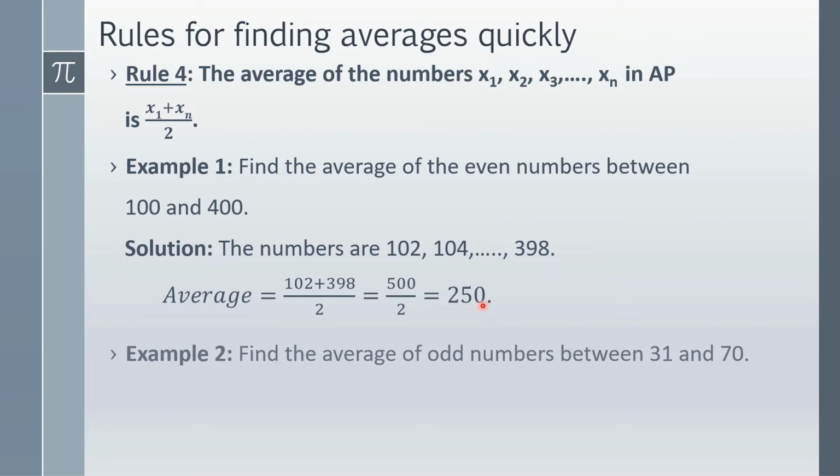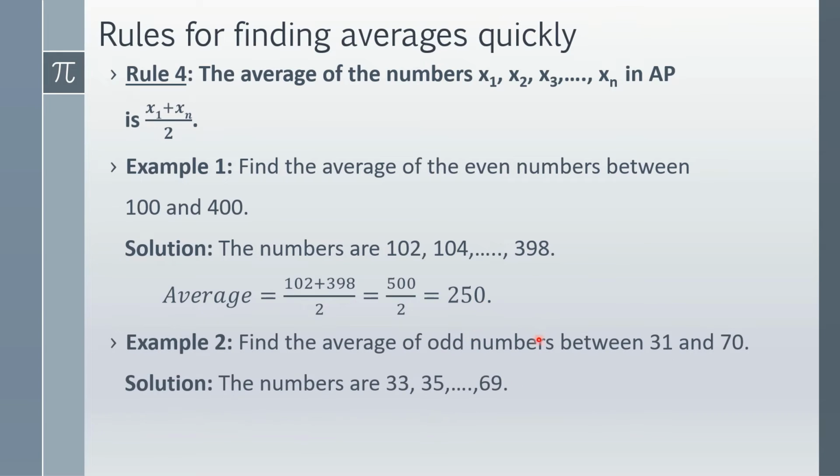So the average is going to be 102 plus 398 divided by 2, that is 500 by 2, that is 250. Now we'll try to find the average of odd numbers between 31 and 70. The odd number that comes after 31 is 33, followed by 35, and the odd number that just precedes 70 is 69. So the average is going to be 33 plus 69 by 2, the first number of the sequence plus the last number of the sequence divided by 2. So the average is 33 plus 69 by 2, that is 102 by 2, that is 51.